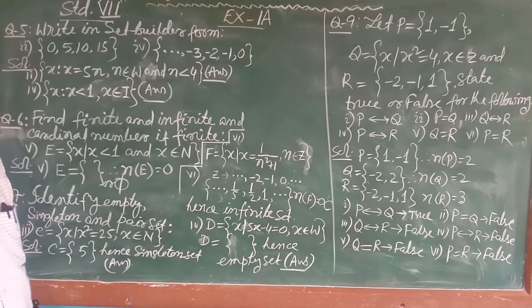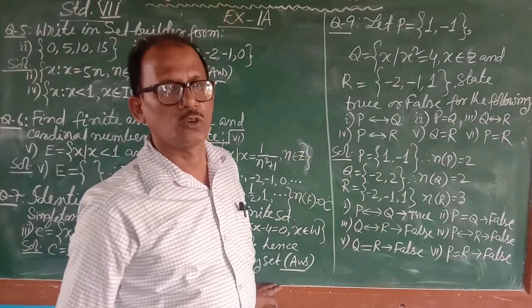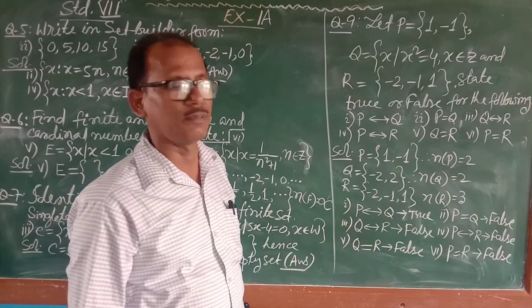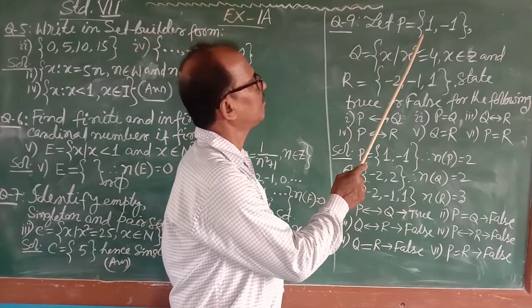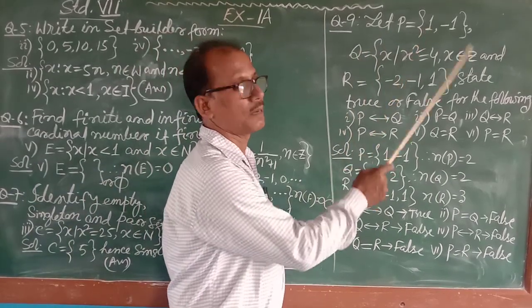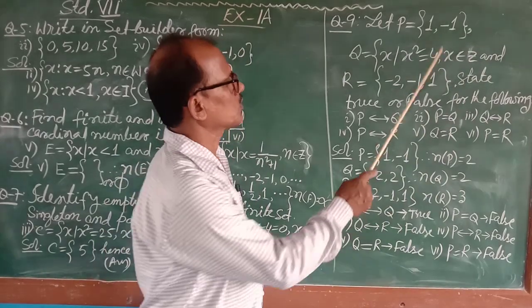You understand me? Now moving on to question number 9. Question number 9, very easy sum it is. Let P be the set of 1 and minus 1 given to you, in roster form given to you.